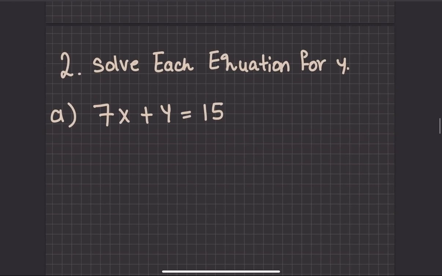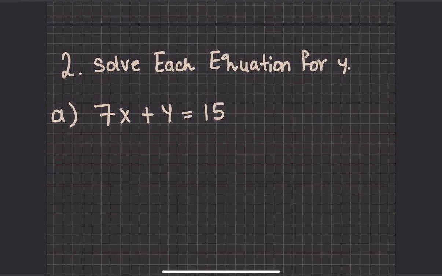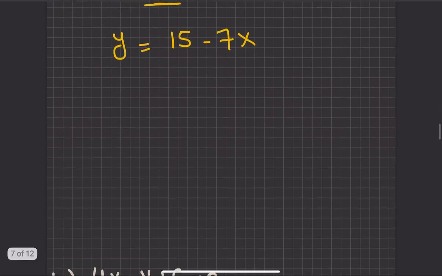Next question, solve each equation for y. A, 7x plus y equals 15. So what I'm going to do is keep the y here, so y equals 15, but I'm going to move positive 7x to the right side. So it's going to be minus 7x. That's what we'd have for y.